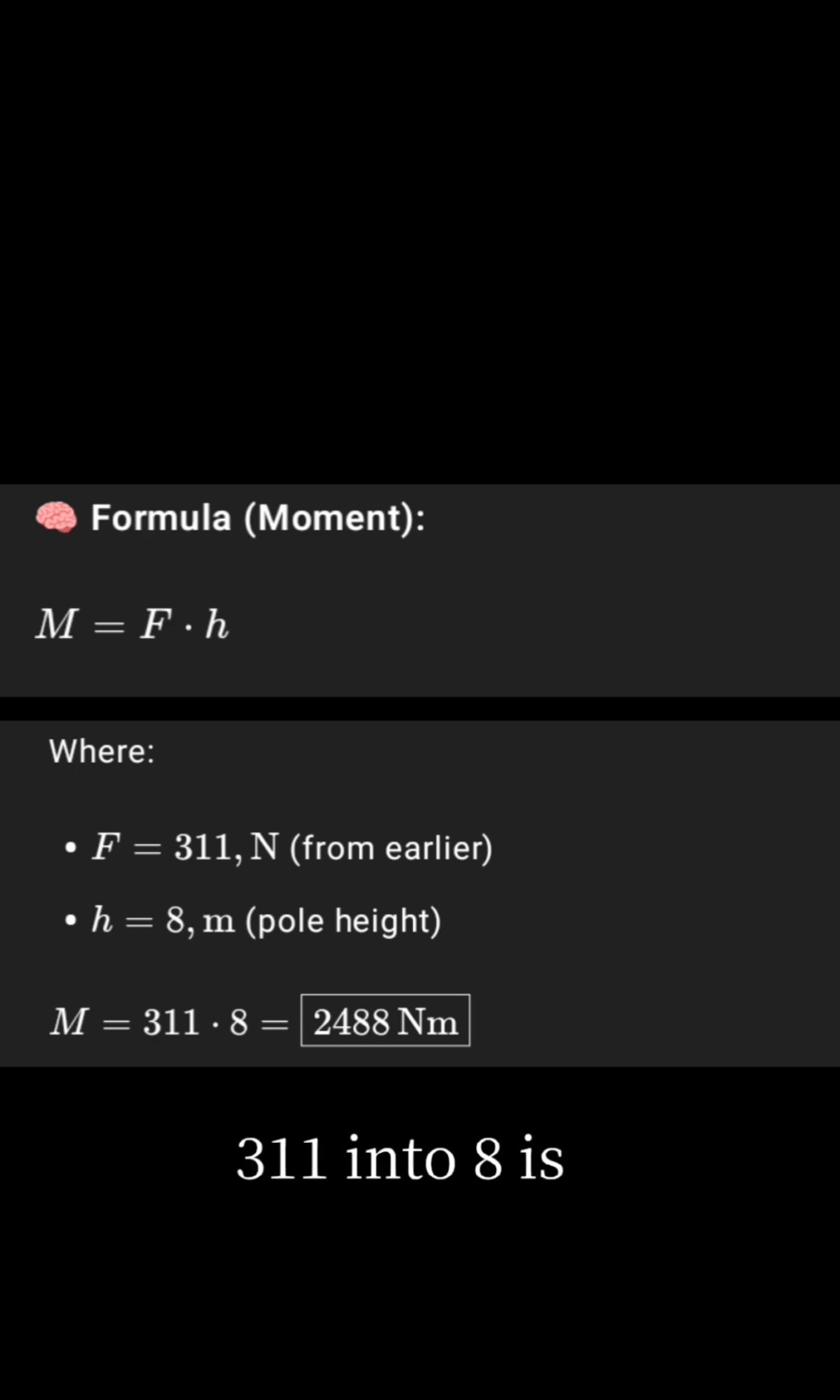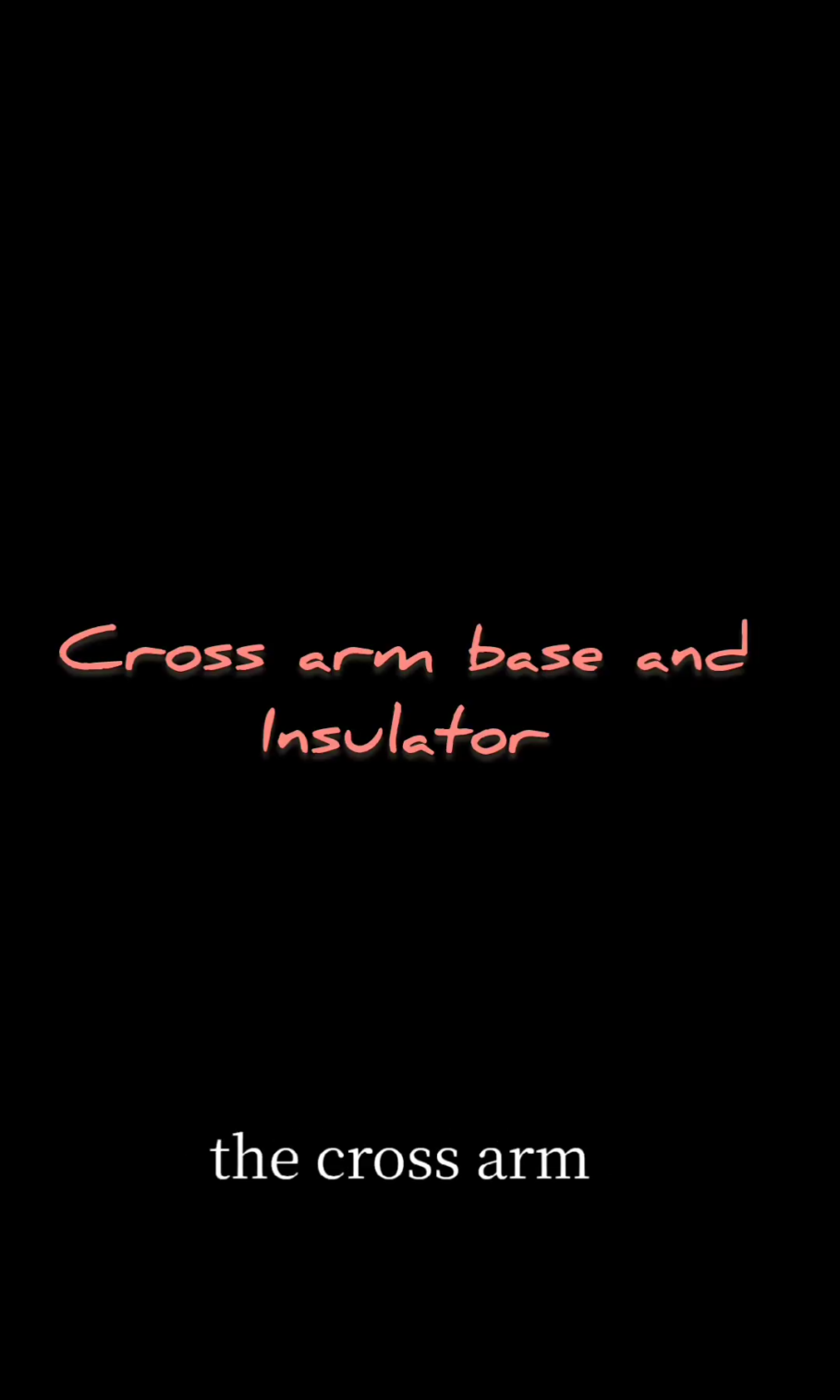M = 311 × 8 = 2.88 Newton meter. Actually, what is M? M is the moment. This is enough to crack or loosen the poorly anchored base. This also needs to be fixed: the cross arm and insulator misalignment.